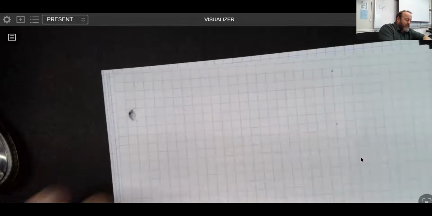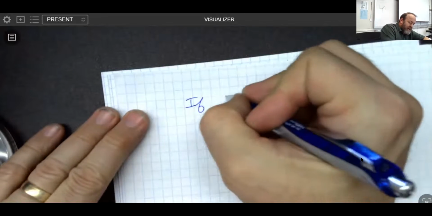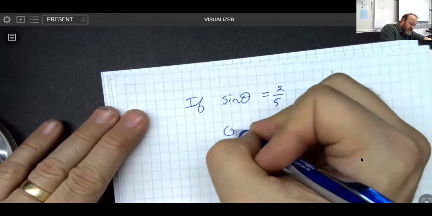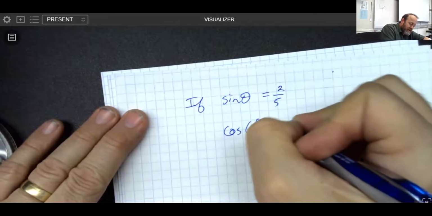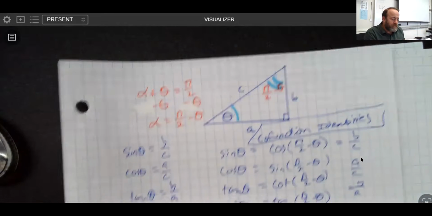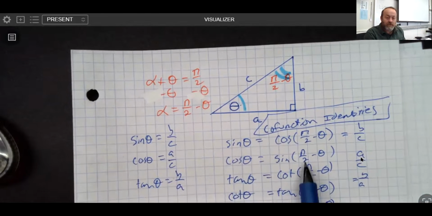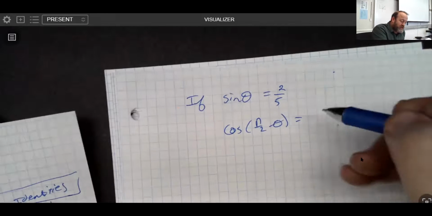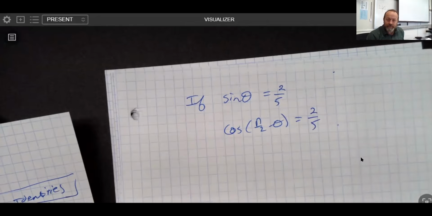So what you will see in the homework is a few problems where they will ask you something like this. If the sine of theta is, let's say, 2/5, what is the cosine of pi over 2 minus theta? Well, automatically I know, according to this little rule, that the cosine of pi over 2 minus theta is directly the sine of theta. So this answer would be 2/5.